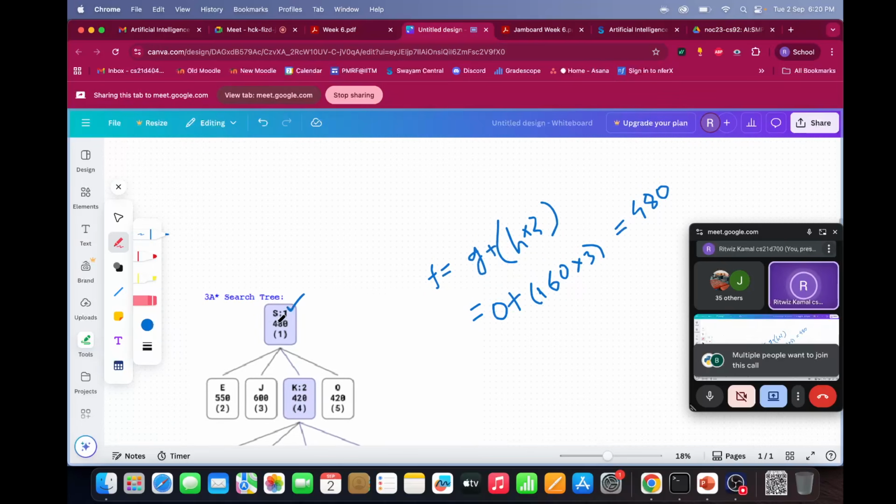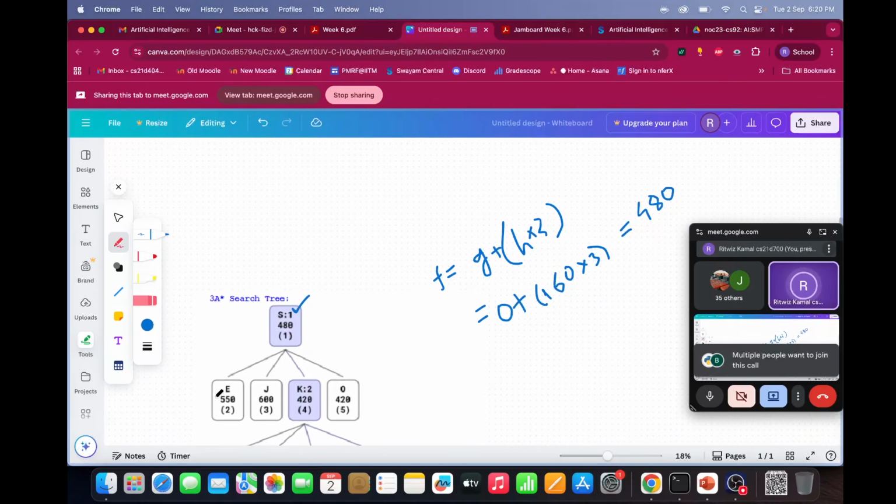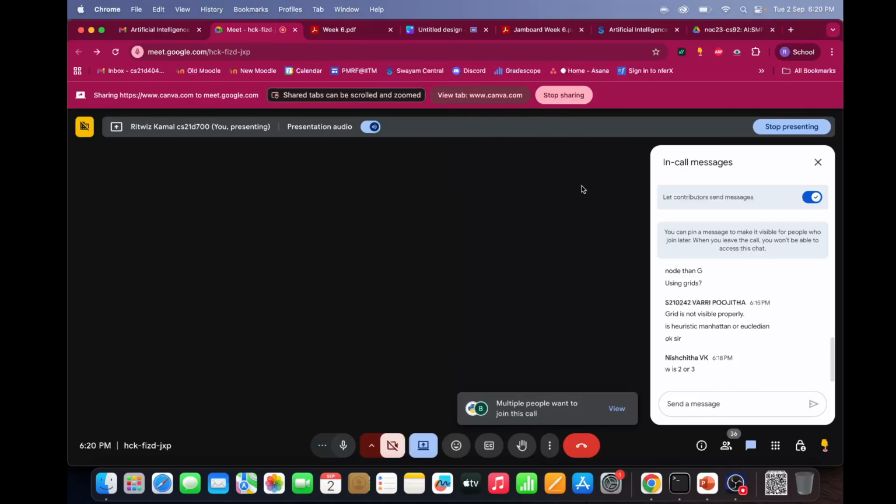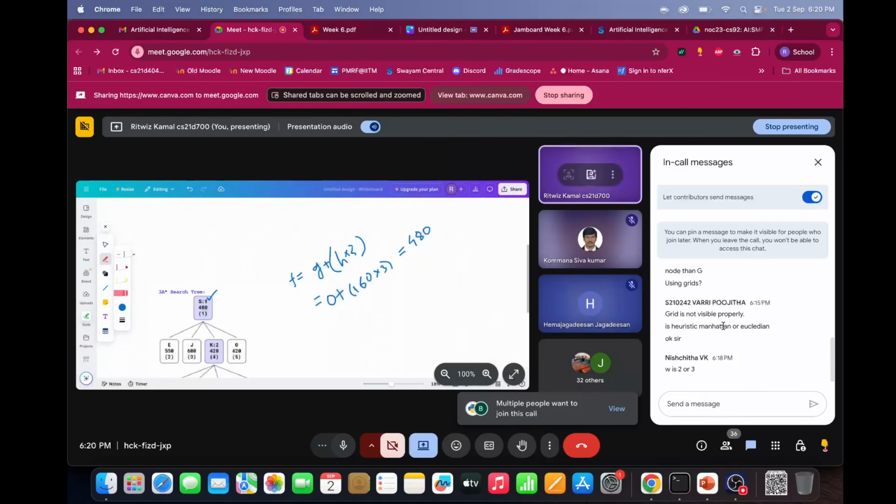Okay, so that's how we get S with cost 480, and S has 4 possible directions in which it could go. These are E, J, K and O, right, and each of these have their own associated F values calculated in a similar manner, and you can verify that the F value for E will be 550, 600 for J, 420 for K and 420 for O again, right. Are you with me till this point?